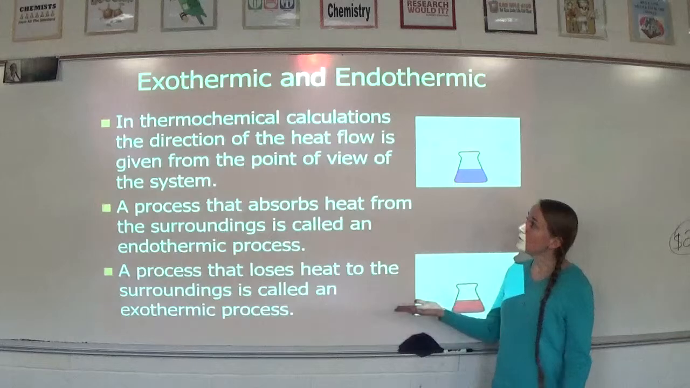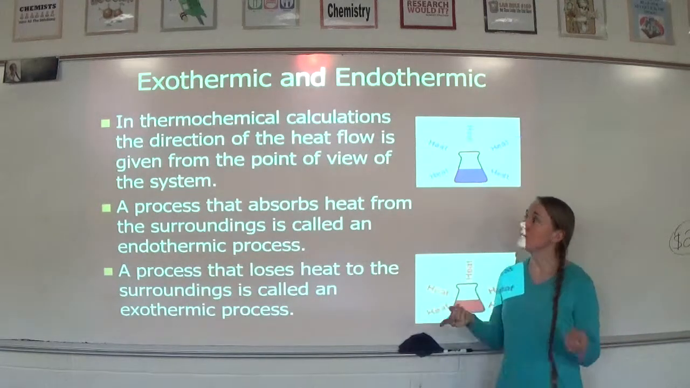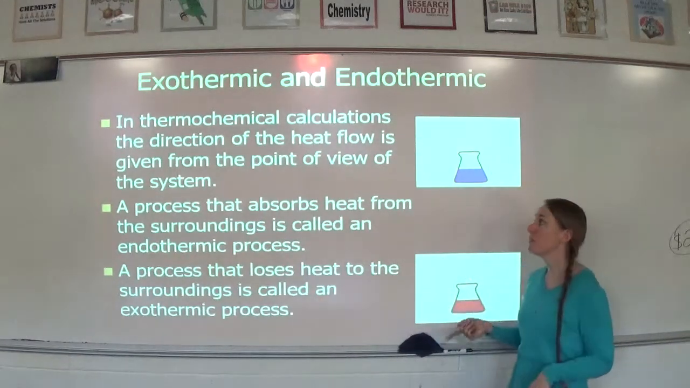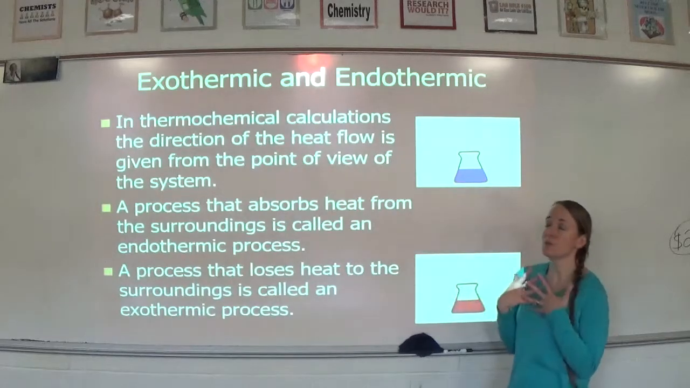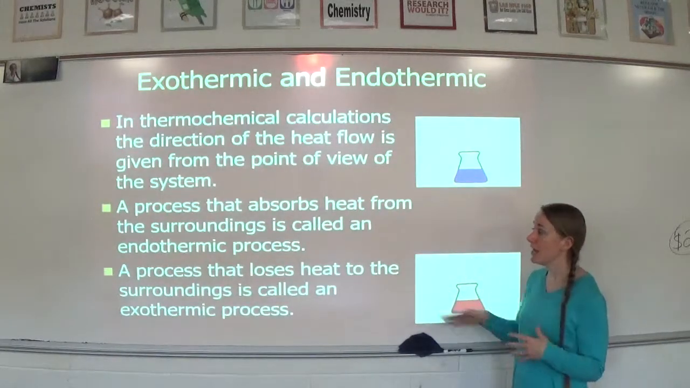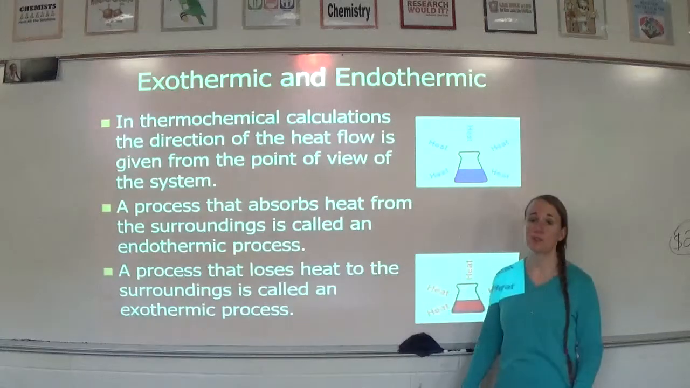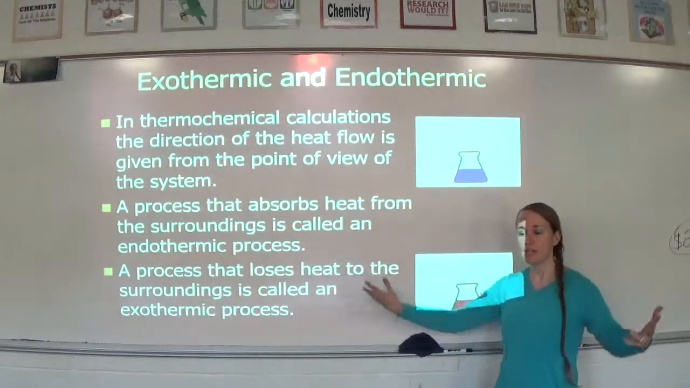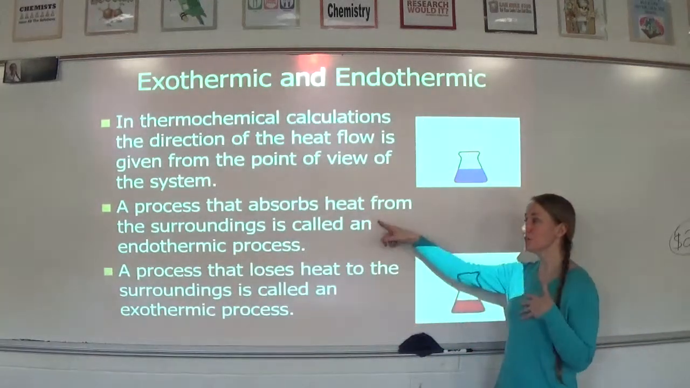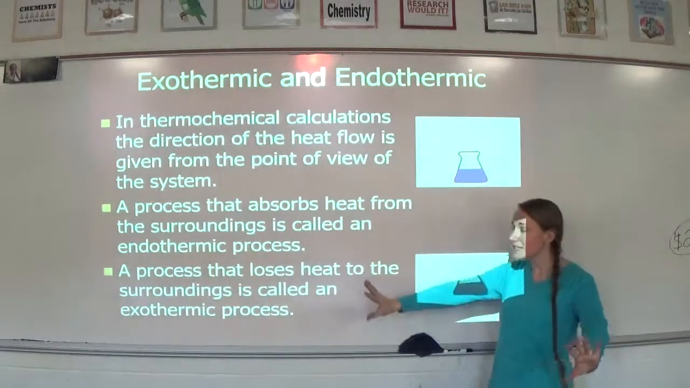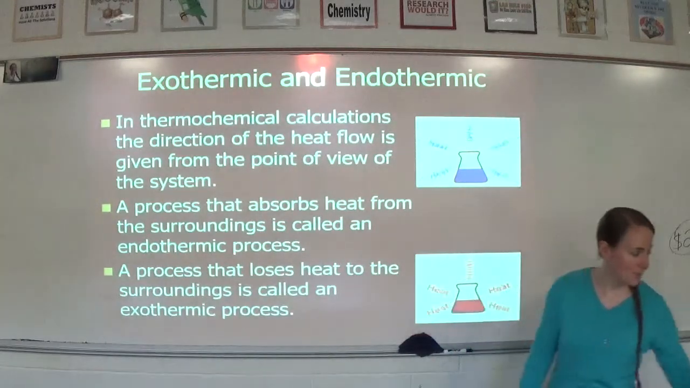So in thermochemical calculations, the direction of heat flow is always given from the point of view of the system. So a process that absorbs heat from the surroundings is endothermic, and a process that loses heat to the surroundings is called exothermic. So if heat is coming into the system, it's endothermic. If heat is exiting the system, it is called exothermic.